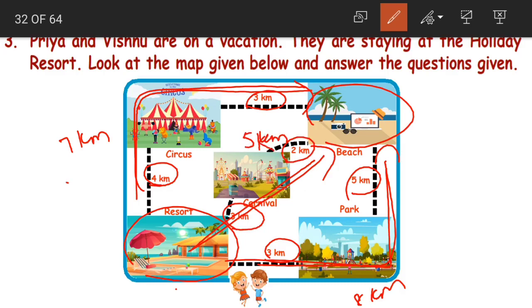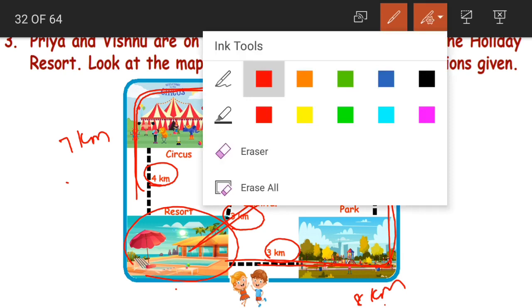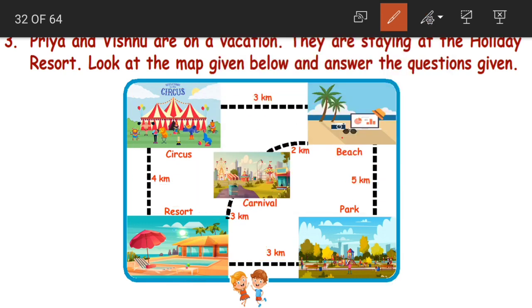Now which is the shortest distance here? 7, 5 or 8? 5. So 5 kilometers is the shortest distance. So to go to the beach, what should he do? He should go to the carnival and from there he can go to the beach. The distance is 5 kilometers and in meters it would be 5000 meters.